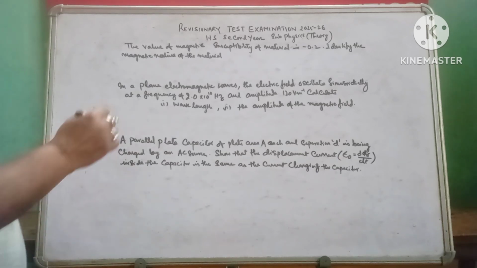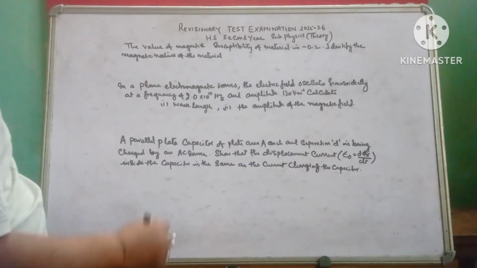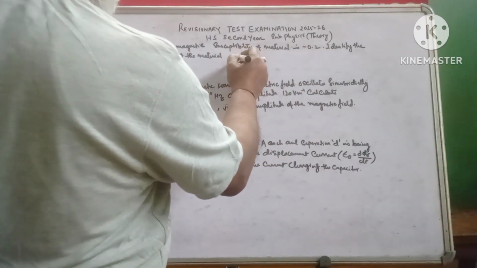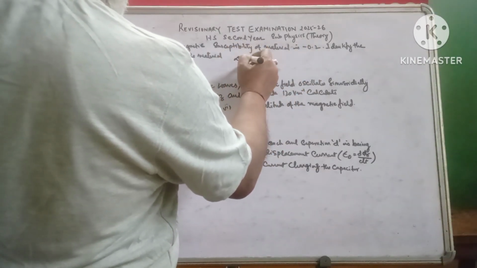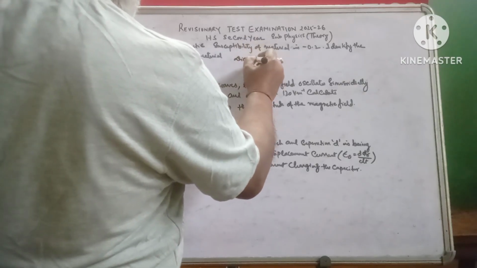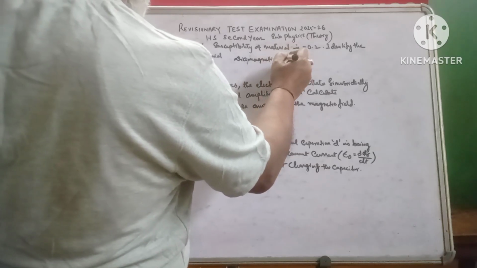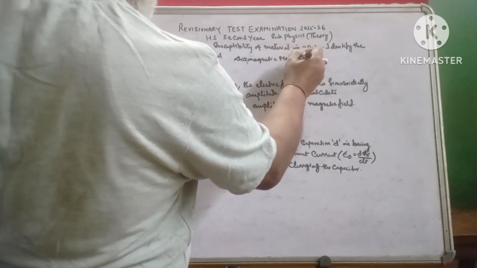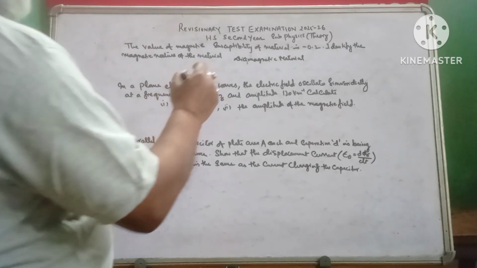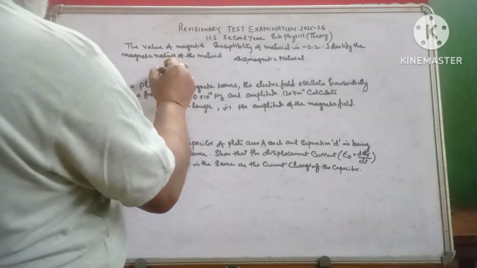Now the next question: the value of magnetic susceptibility of a material is minus 0.2. Susceptibility is negative, that means it is a diamagnetic substance. It is a diamagnetic material. And second, the magnetic field lines inside the material will be less than that outside.